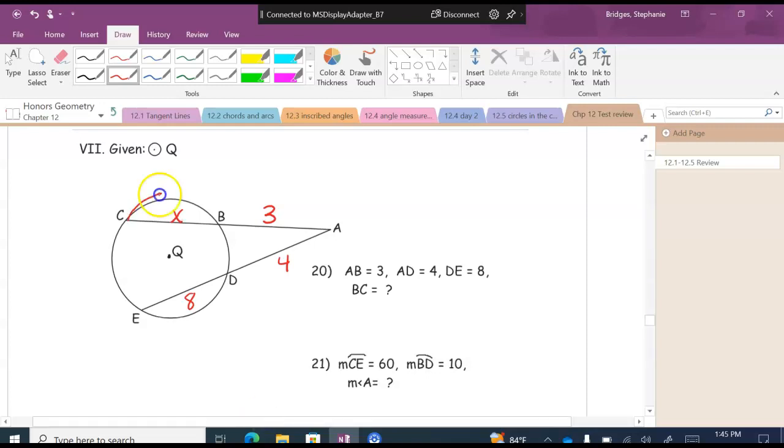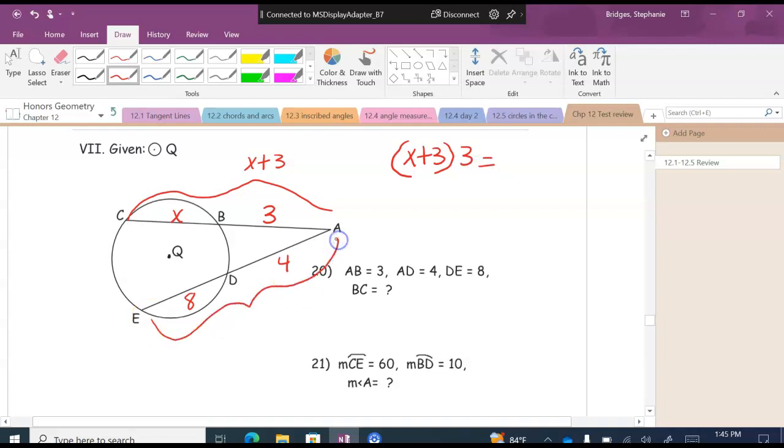Let's start with the top piece. What's the whole length up there? X plus 3. 3X means 3 times X. So it's the whole, X plus 3, times what's the outside piece? 3. Equals the bottom one. What's the whole one there? 12. 12 times the outside piece, which is 4.